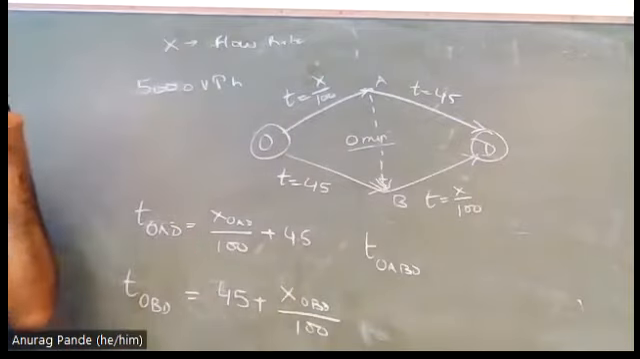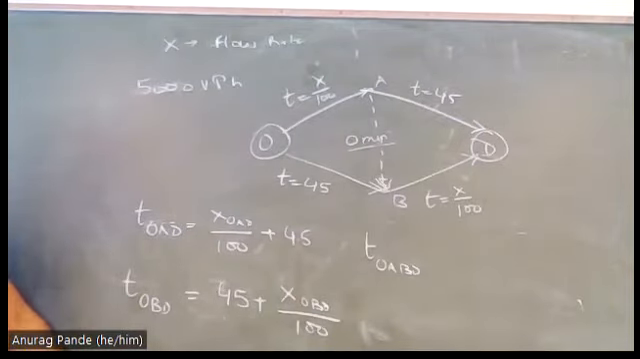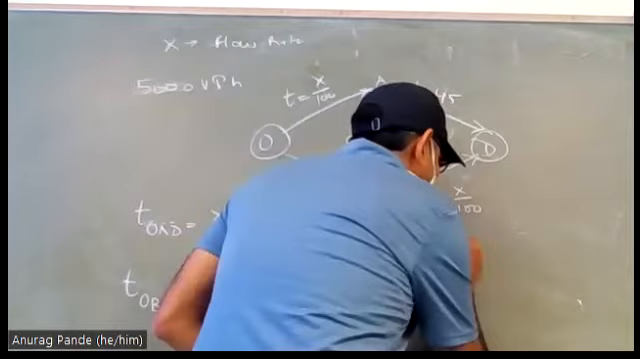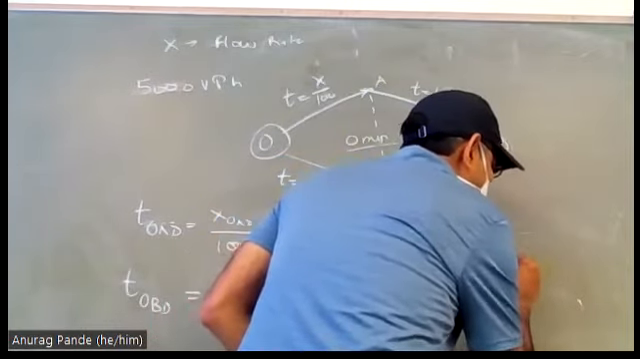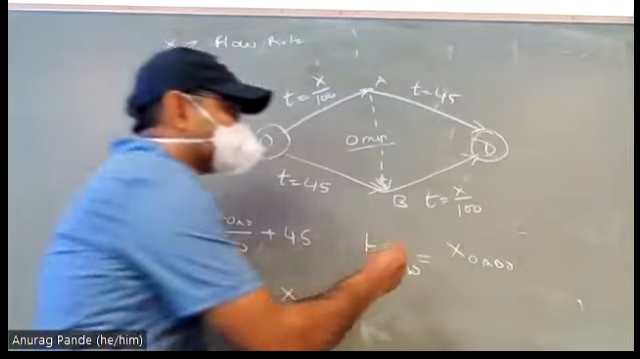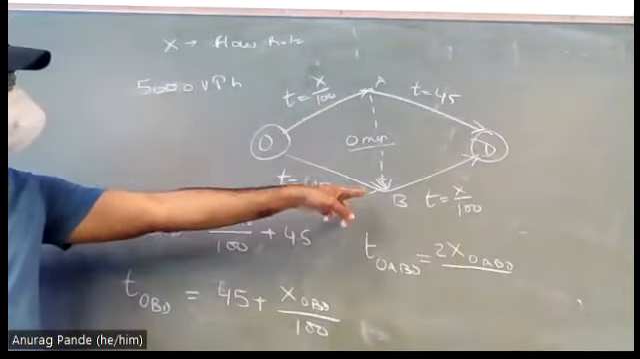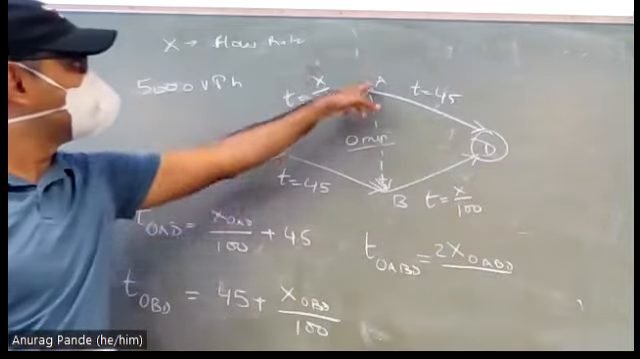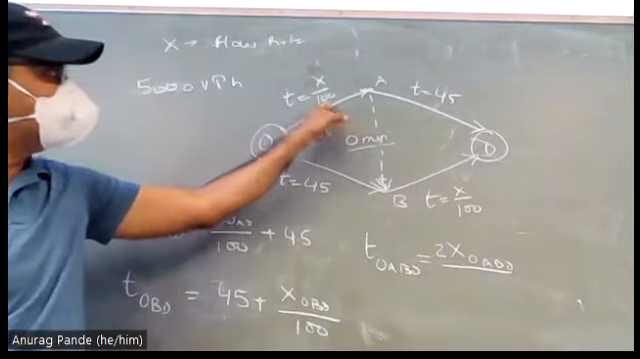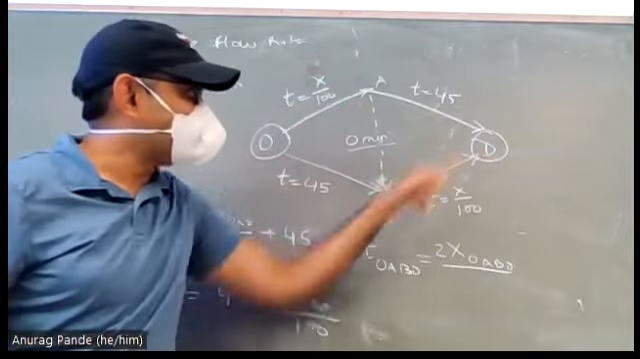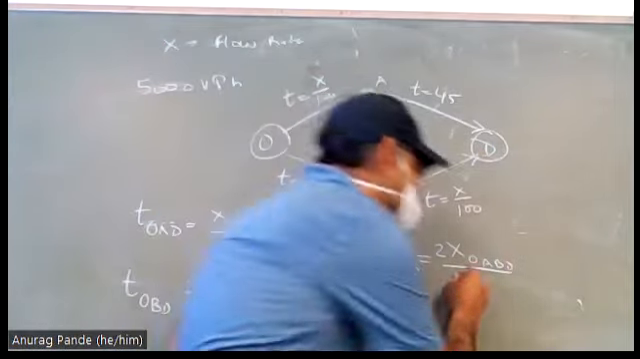And what's the link performance function for that route? Yeah, so basically X_OABD, whatever traffic flow is taking that route, times 2. Okay, because you're going to use this route. So X_OABD by 100, and then no time here, and then X_OABD over 100.